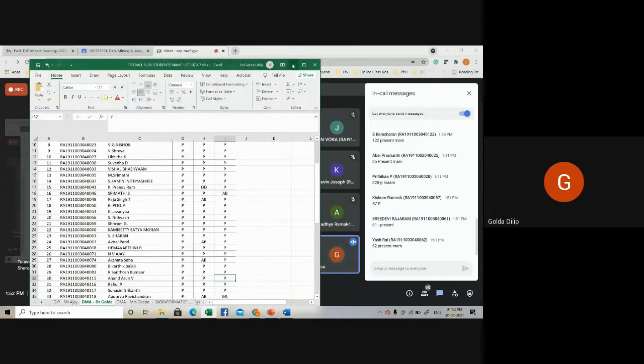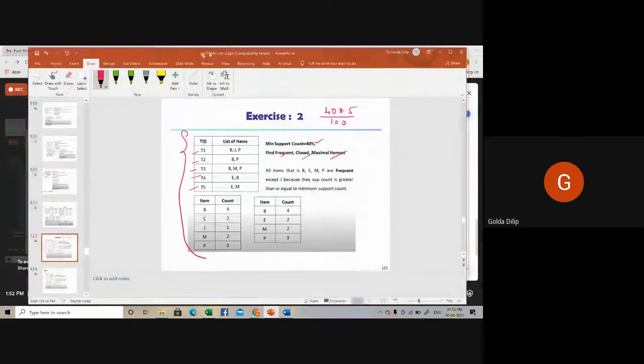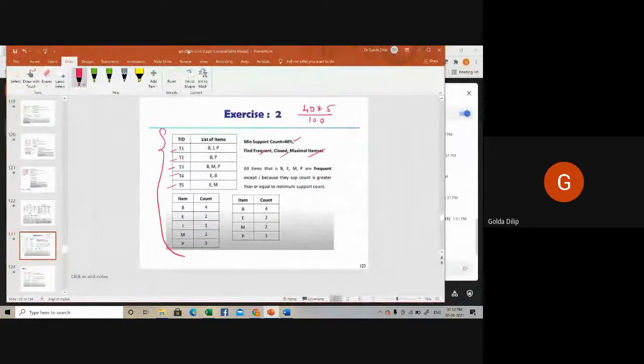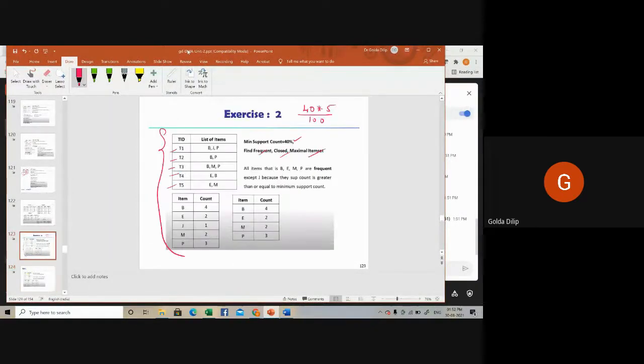Right, so let's get back. Has anybody finished working out the problem? How far have you completed? Nityashri has said the support count is 2: 40 into 5, that is 40 by 100 into the total number of transactions, will give you the value of your minimum support.